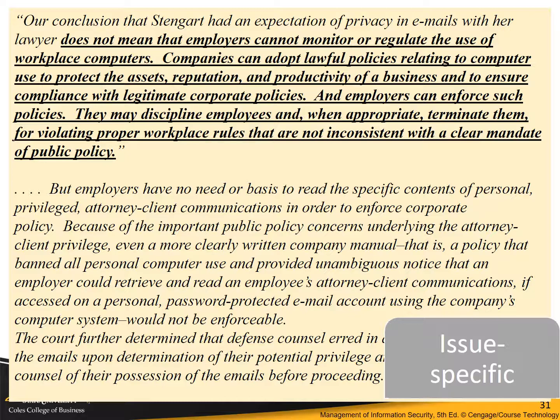This decision reinforces how important it is for us to design InfoSec policies that are clear, understandable, consistently enforced, and not in violation of public policy, laws, rules, or regulations, or in this case, attorney-client privilege.